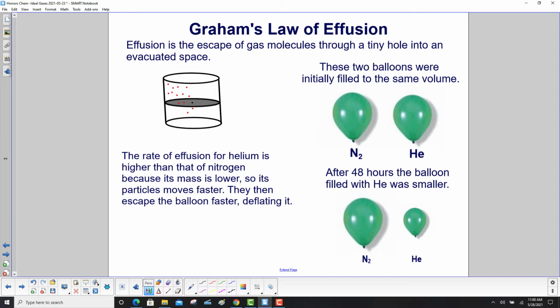Effusion is the escape of gas molecules through a tiny hole over here into an evacuated space, which is down here. The rate of effusion for helium is higher than that of nitrogen because its mass is lower, so its particles move faster. They then escape the balloon faster, deflating it. These two balloons were initially filled to the same volume, nitrogen and helium. After 48 hours, the balloon filled with helium was smaller.